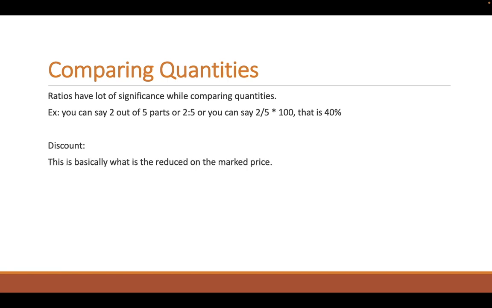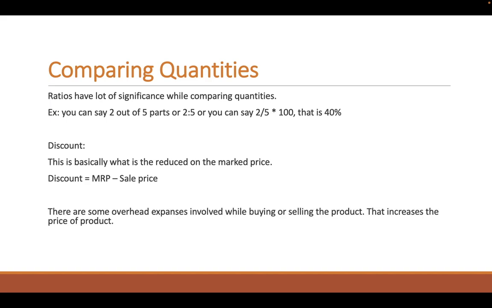Discount. What is discount? This is basically what is reduced on the market price. Discount means, everybody knows, when they go to a store and ask for a discount, what is reduced on the market price? That's the discount. Discount equals MRP, maximum retail price, minus sale price. So if the sale price is the amount you paid to purchase it, you subtract it from the MRP, then you will get what discount you got.